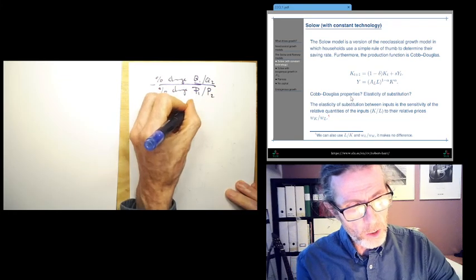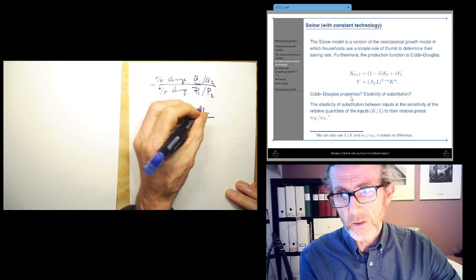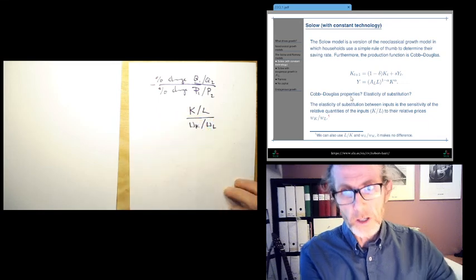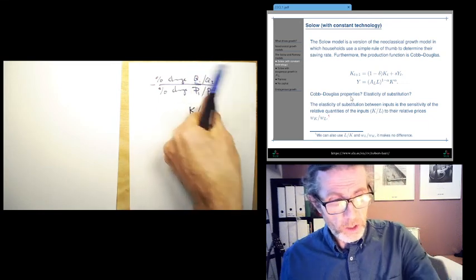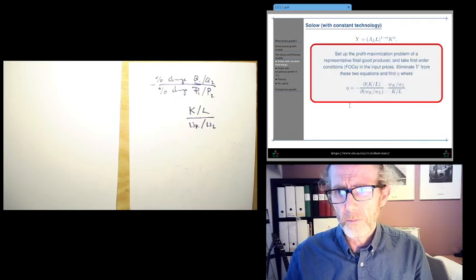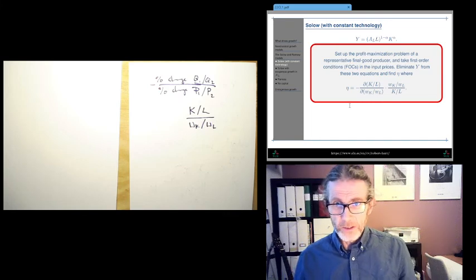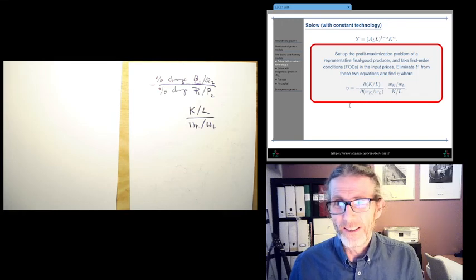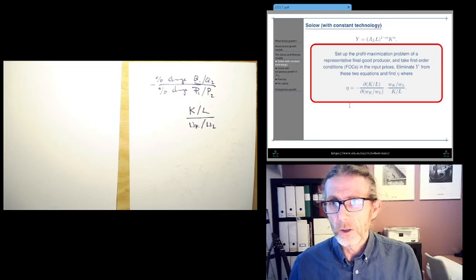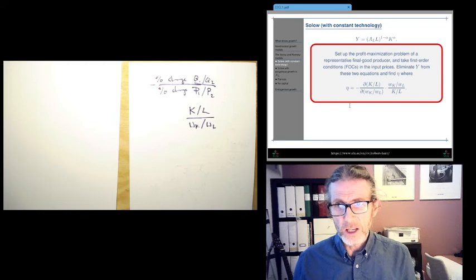And I've defined Q1 and Q2 as K and L, and P1 and P2 I've called W_K and W_L. We could switch these over, it would be the same, it wouldn't make any difference. Okay, and then this is another exercise for you to do. I want you to take the Cobb-Douglas function, set up the profit maximization problem of a representative final good producer, and take first order conditions in the input prices. Eliminate y from these two equations that you obtain and find eta, where eta, as you can see, is the elasticity of substitution. So, what is a representative final good producer?